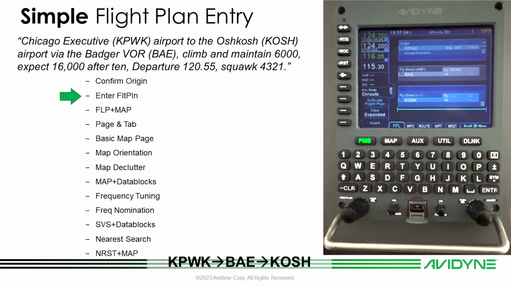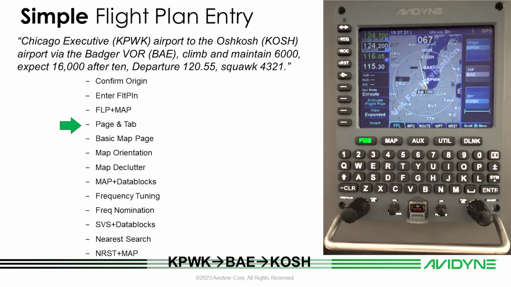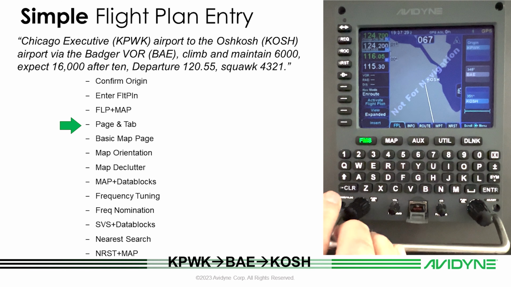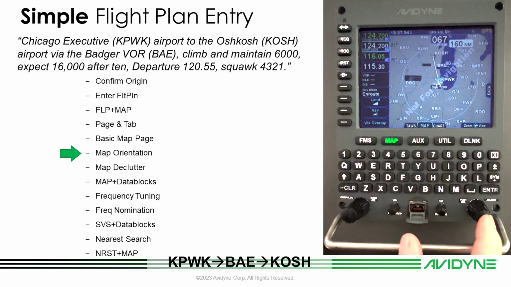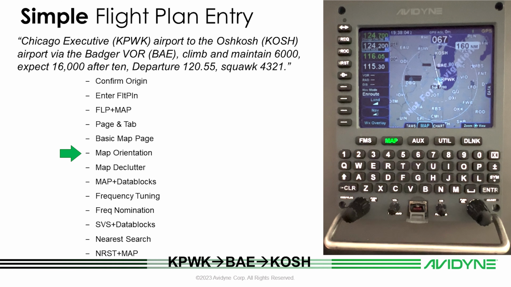Touching the map side tab allows us to view the flight plan plus map page, giving us a full view of our flight plan from Chicago Exec to Oshkosh. Using the FMS page rocker switch, we can move through each of the tabs, left and right, to get additional information as needed. We can hit the map page button to view the full screen map. We are in north up view right now. Pushing the right FMS knob switches the map to forward view track up, 360 view track up, and back to 360 degree view north up.